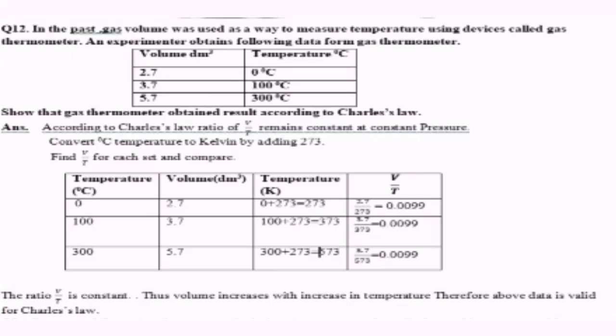values. So, we can write the value of volume, that is 2.7, and divide it by 273 Kelvin temperature. That gives us the answer 0.0099. Now for the second set, we write 3.7 divided by 373 Kelvin. This gives us the answer 0.0099. For the third set, we divide 5.7 by 573 Kelvin. This gives us the answer 0.0099. As the ratio of V by T is constant, the volume increases with increase in temperature. We can say that the data proves Charles's law.